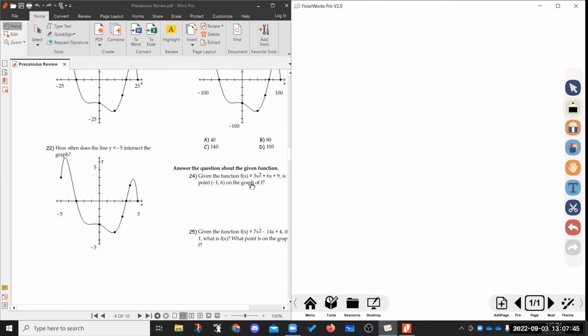How often does the line y equals -5 intersect the graph? So we're going to just take a look here. Looks like we have y equals -5 is down here.